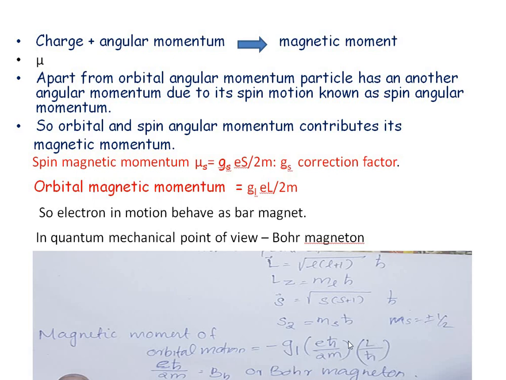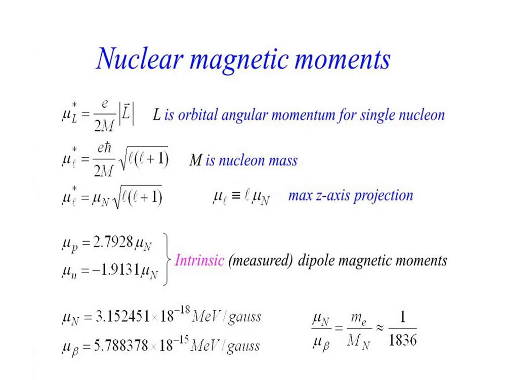This e h cut divided by 2m is known as the Bohr magneton. So, what is a Bohr magneton? The Bohr magneton is nothing but e h cut by 2m. So, mu L is given by e by 2m into L, where L is the orbital angular momentum, given by the square root of l into l plus 1 into h cut. So you will get e h cut divided by 2m into the square root of l into l plus 1, where m is the mass of that charged particle.